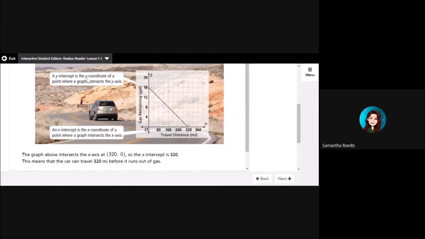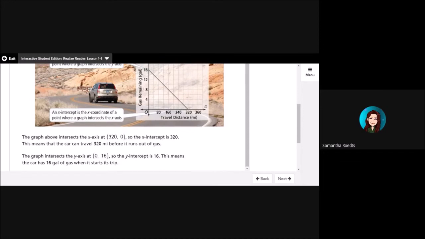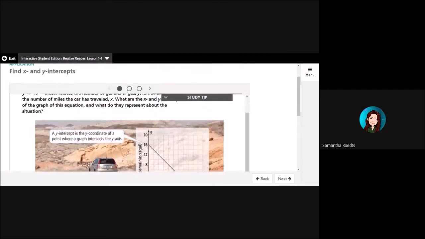So a y-intercept is the y-coordinate of a point where the graph intersects the y-axis. The x-intercept is the x-coordinate of the point where a graph intersects the x-axis. So the graph above intersects the x-axis at 320, 0. So the x-intercept is 320. This means that the car can travel 320 miles before it runs out of gas. And the graph intersects the y-axis at 16. So the y-intercept is 16. This means the car has 16 gallons of gas when it starts the trip.